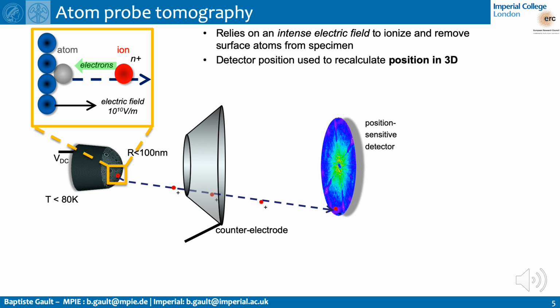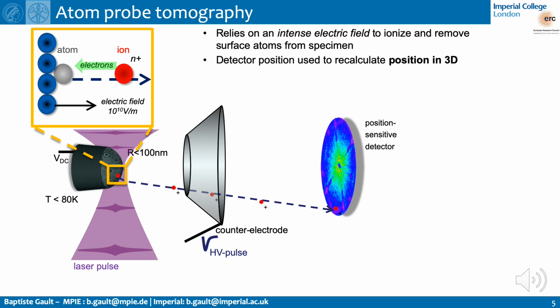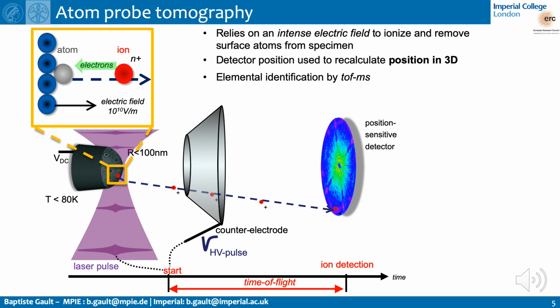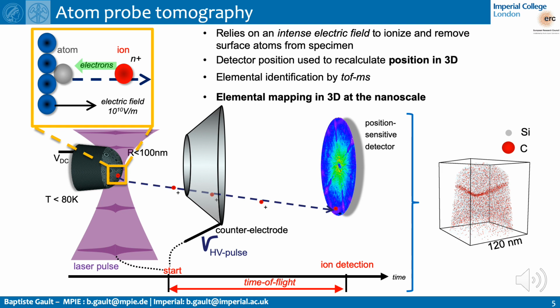The field evaporation process is thermally activated and critically dependent on the strength of the electric field. So either by pulsing the field or by pulsing the temperature, through the use of high voltage pulses or laser pulses, we can precisely know when the ion was created, and by measuring its time of flight onto the detector, we can identify the ion by time of flight mass spectrometry. By combining these two pieces of information, we can reconstruct the microstructure of the specimen in 3 dimensions. In that case, for example, it's a grain boundary in pure silicon that was decorated with carbon.